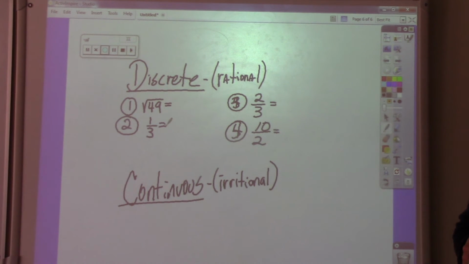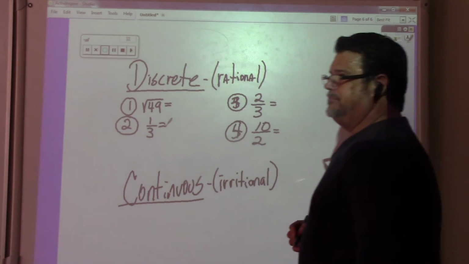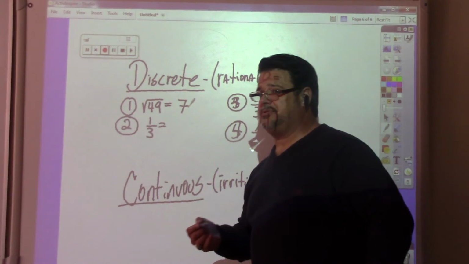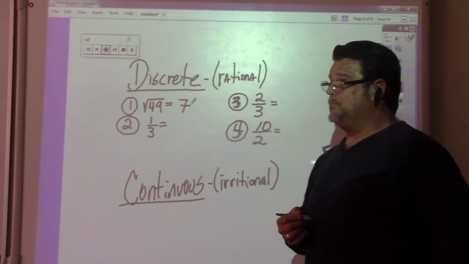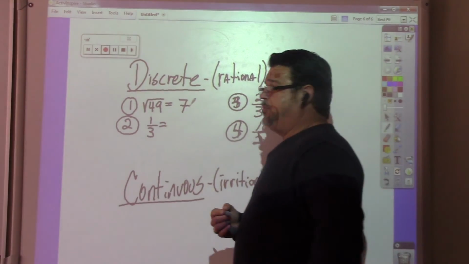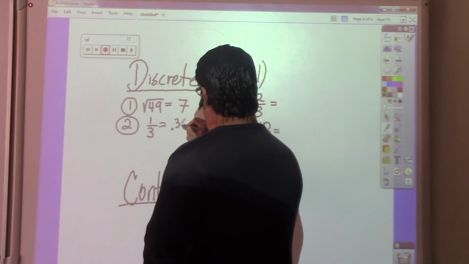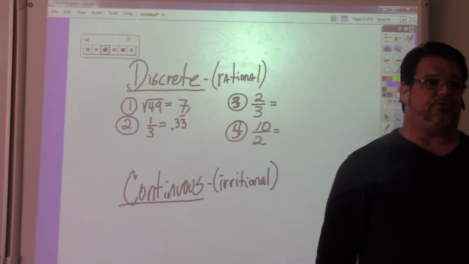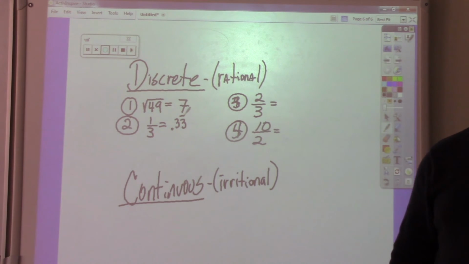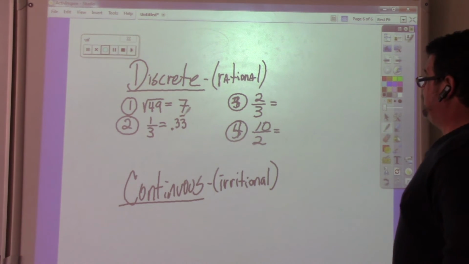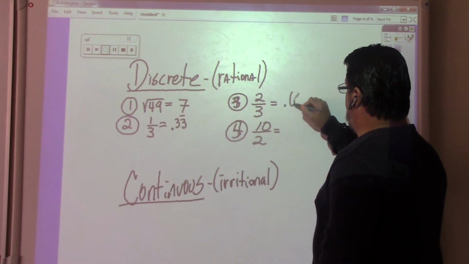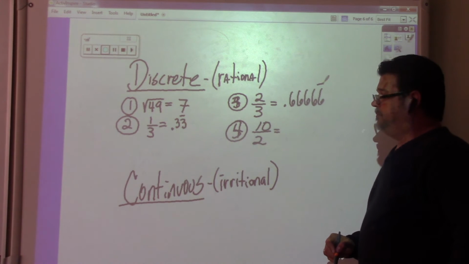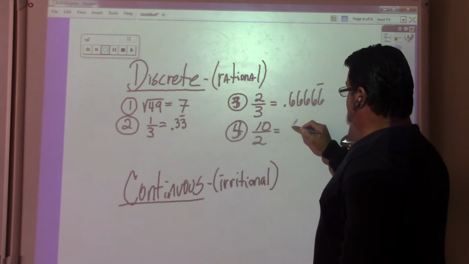Okay, it shouldn't be that hard. What is square root of 49? 7. Now it's positive or negative 7, but for instructional purposes, we're just going to say 7. 1/3 is point what? 3 repeating. I put a line over that 3 because it keeps on going. 2/3 is 0.66, and it keeps going. And what's 10 over 2?